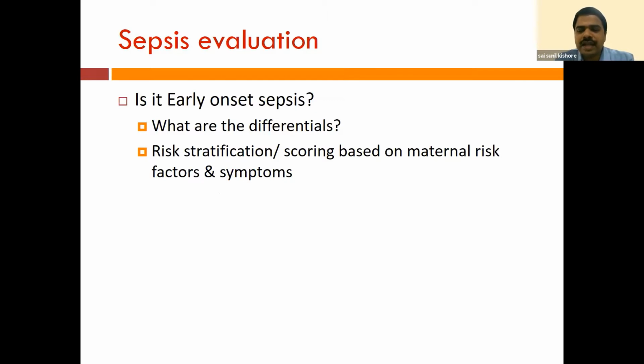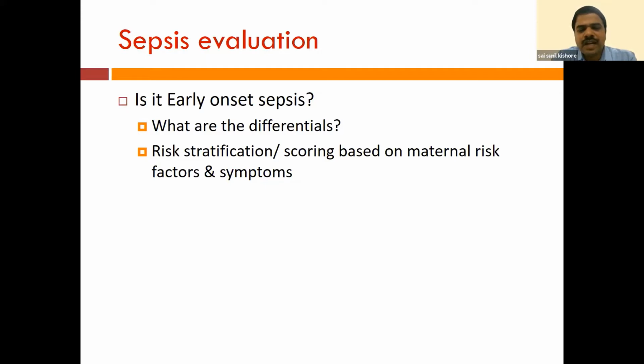Here RDS is one of the strong differential diagnoses, isn't it? Hyaline membrane disease is one of the strong differential diagnoses. But definitely this particular case had multiple risk factors also. So you need to consider early onset sepsis as well as congenital pneumonia as a differential diagnosis for respiratory distress, apart from many other causes like surgical causes. These two are the most common differential diagnoses at this point of time.